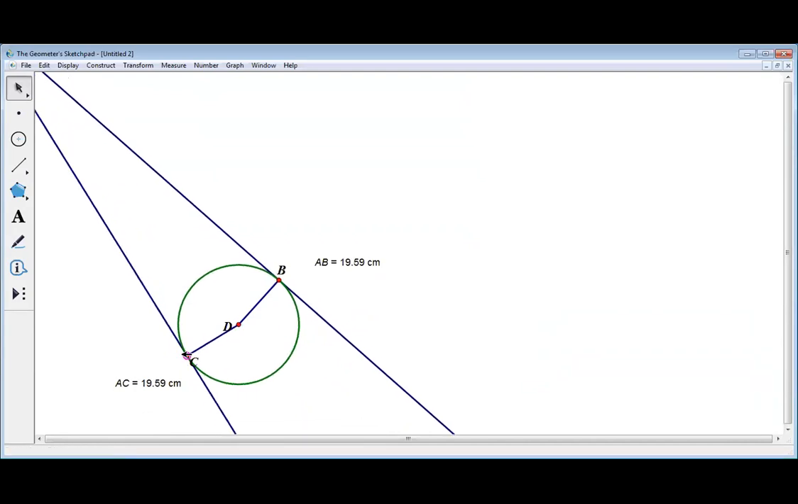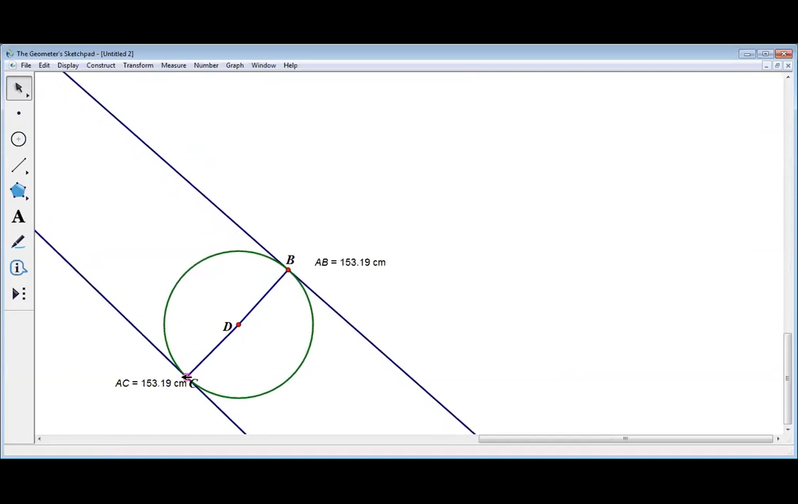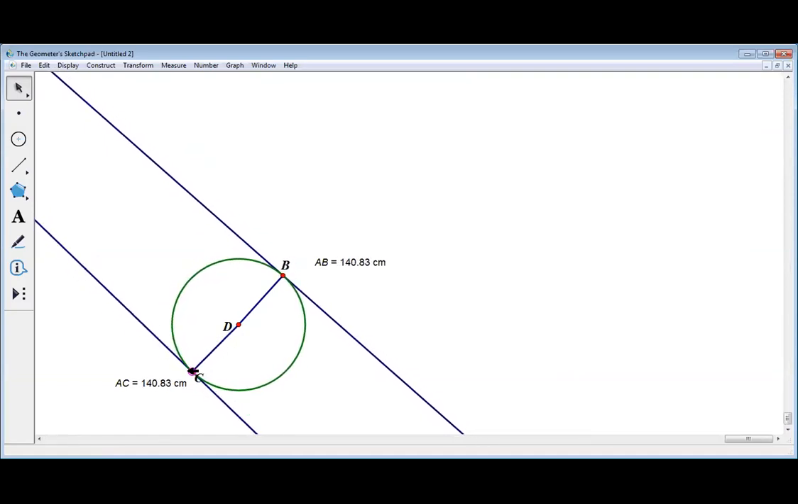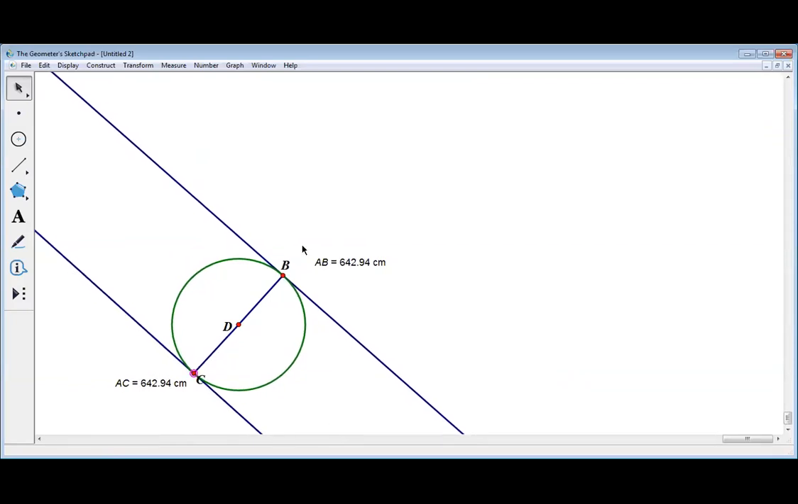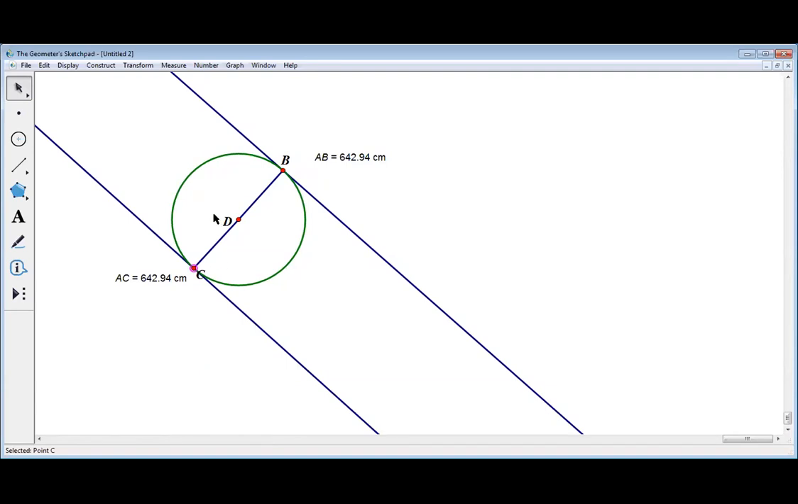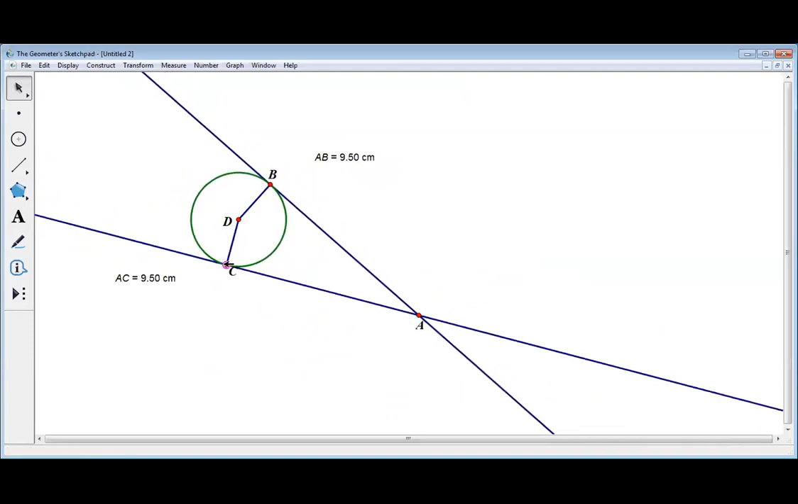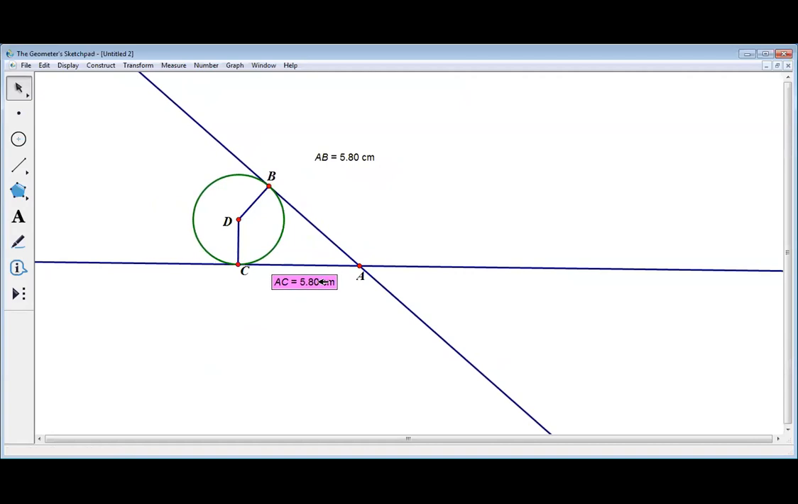The only case where this would not work is if this were a diameter, right? So I can't get this exactly to be a diameter because it's too precise for me. But you can see if CB were a diameter, these would extend forever because they would both be perpendicular to the same diameter, and so they would be parallel and never intersect. But everywhere else, we're going to get a point of intersection, and those distances are going to be equal.